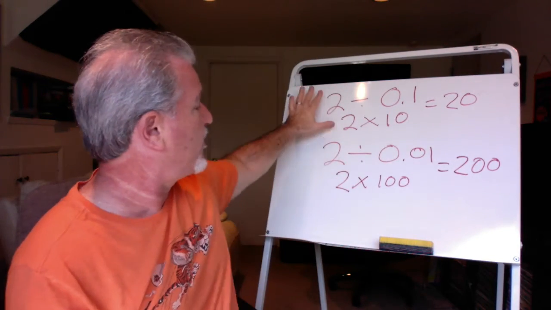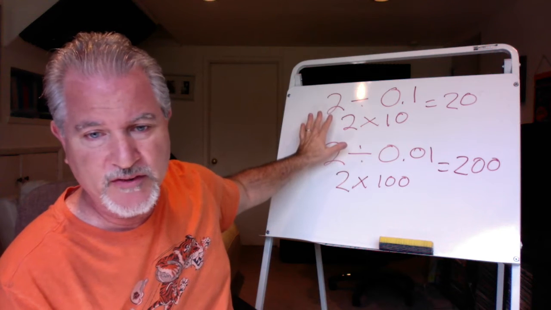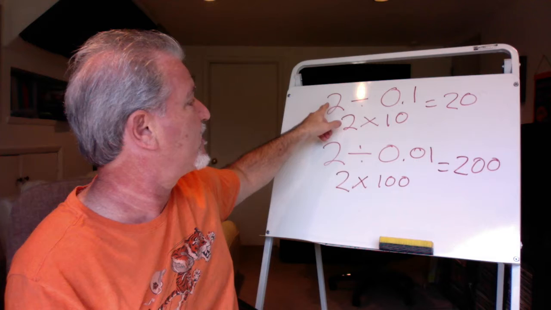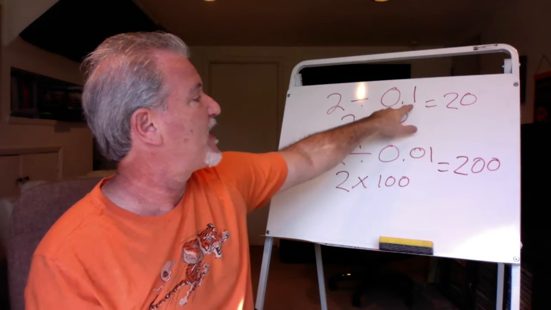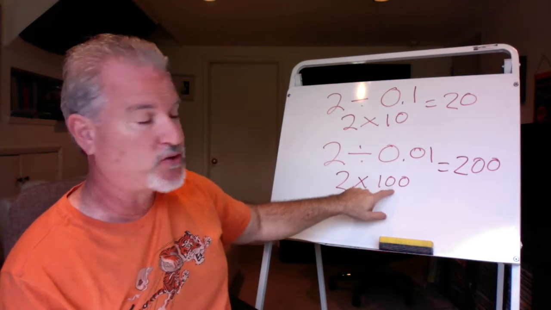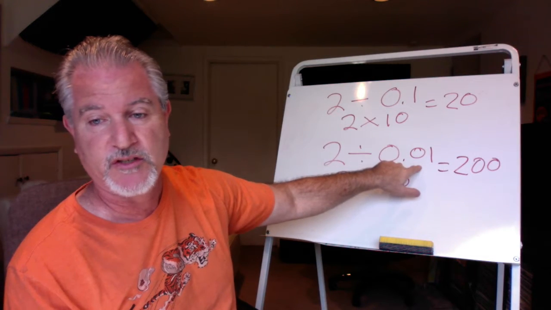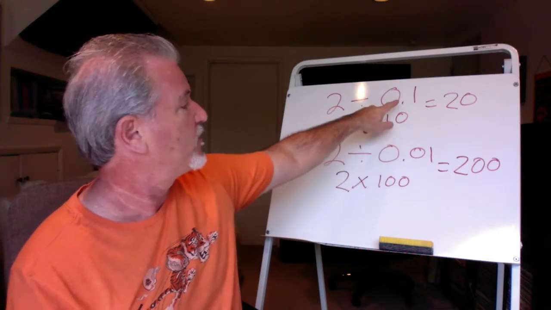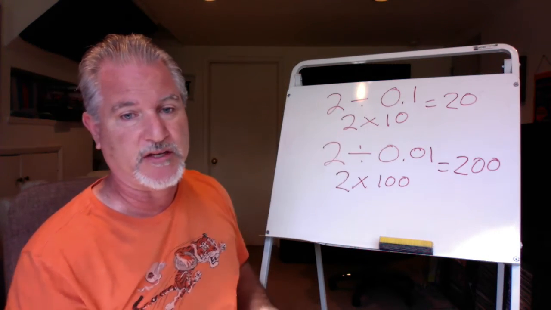Okay? So when it's just a regular old whole number on this side, that's the easy part, right? You're basically taking the number, you're multiplying it by 10 if it's divided by tenths, and you're multiplying it by 100 if it's divided by hundredths. Okay, so when you see this problem, that's what it really means.